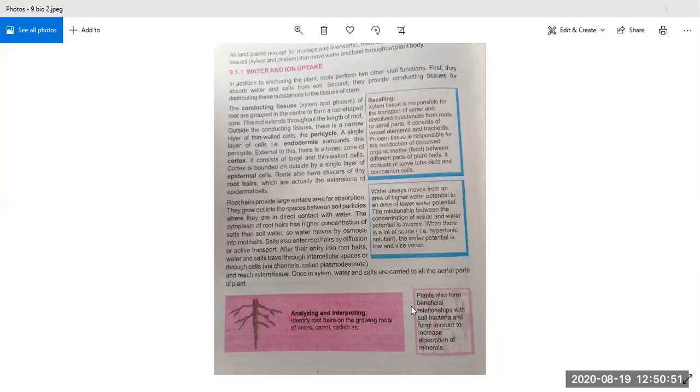Now you can see the sidewalks. Plants also form beneficial relationships with soil bacteria and fungi in order to increase absorption of minerals. This is a very important thing. This is important for your MCQs. You have to underline in your book that all plants form beneficial relationships. Beneficial means a useful relationship with soil bacteria.